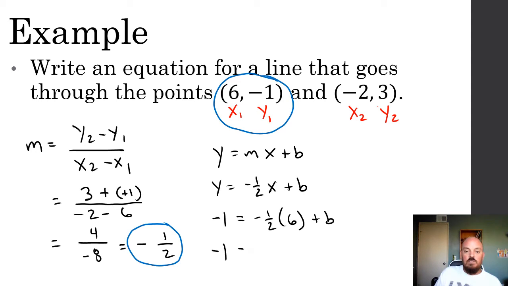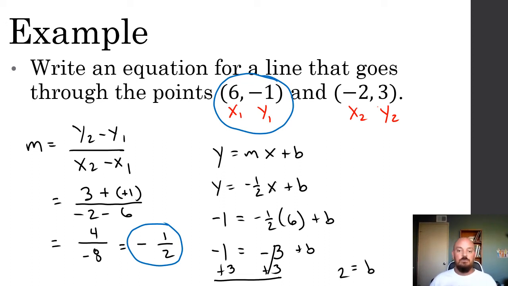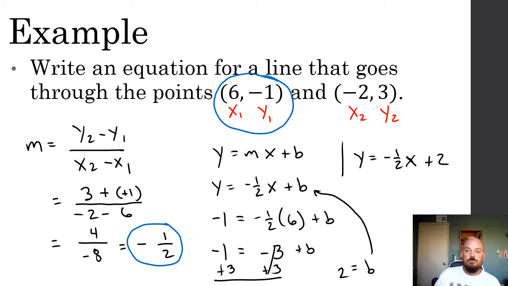So -1 will leave. -1/2 times 6 is -3. Positive times negative is negative, and 1/2 of 6 is 3, plus b. Now I need to get rid of that -3, so I will add 3 to both sides. And what we end up with is b equals 2. Put that here just like before, and there's your final answer. So the final answer to the question is y equals -1/2 x. And that was a positive 2, so I'll put plus 2.